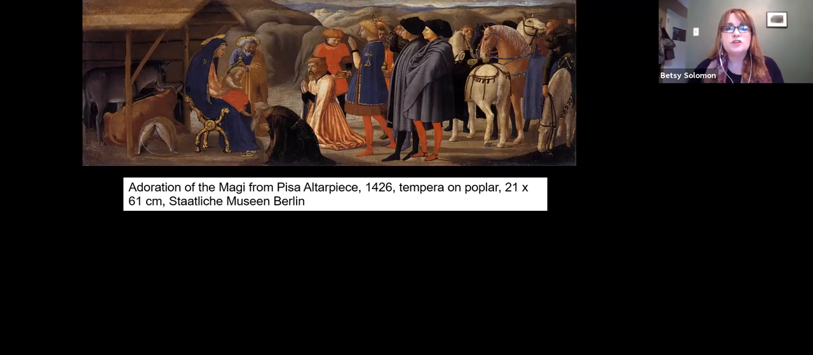So one thing to note is that the figures in the painting are of appropriate scale to their surroundings. A manger is a rather meager architectural form. So we have figures here that look to be of appropriate height to the manger, and the hills in the distance are diminished in their size as well.